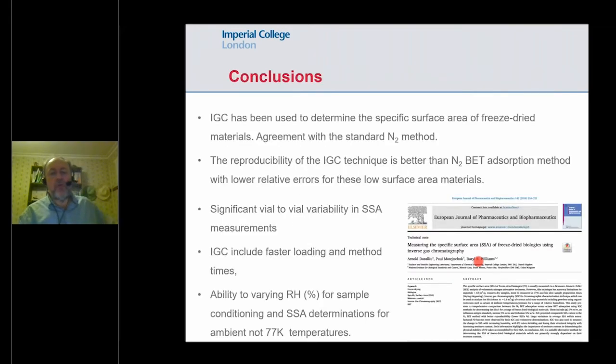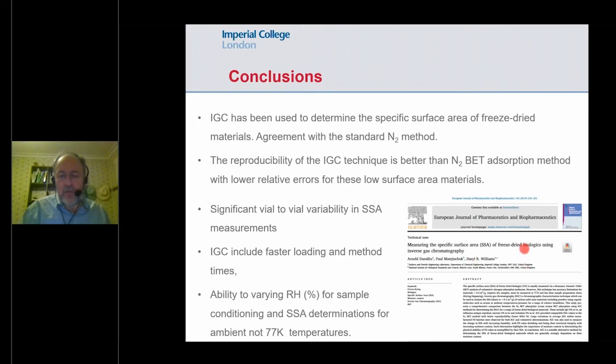So here are some conclusions for this particular topic, and it's one of the 3 topics I'm going to talk about today. We can use IGC to determine a specific surface area of freeze-dried materials. The numbers agree with standard nitrogen methods. The reproducibility is a little bit better with the IGC method. There is a lot of volatile variability in the data sets. The IGC is a little bit faster to load, and the method times are a little bit better, but we can also look at samples at both room temperature as a function of humidity.